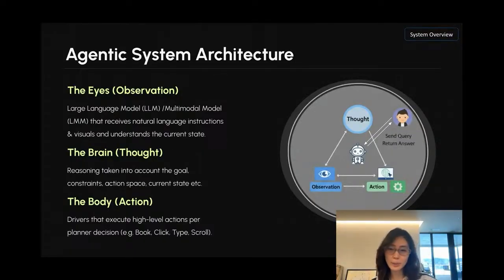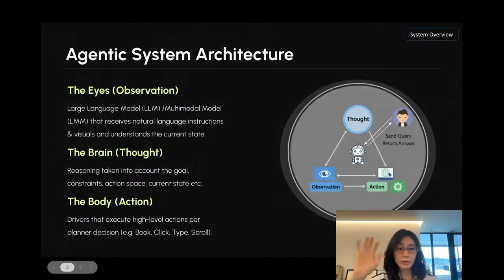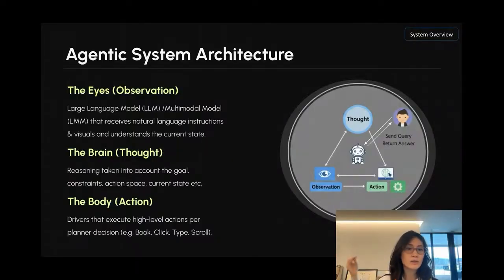And then based on the observations, it can internalize what needs to be done. So the brain needs to take into account the goal, the constraints, the whole possible action space, and the current state, right? So using all that information, you can then rationalize what would be the ideal next step to advance the system to the next stage that will get it closer to accomplishing the ultimate goal.